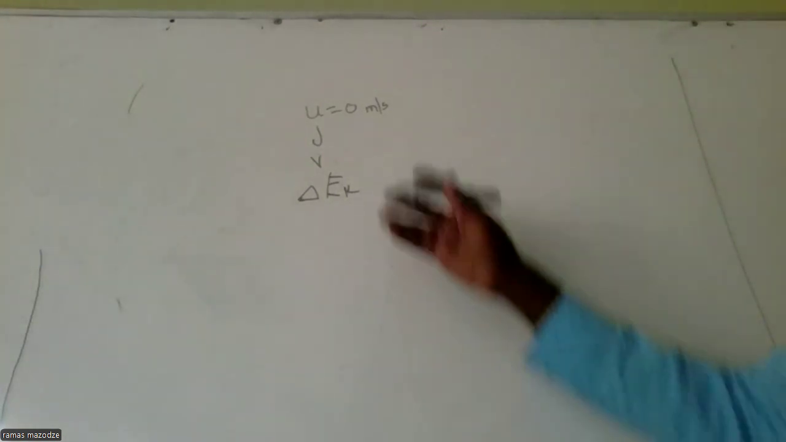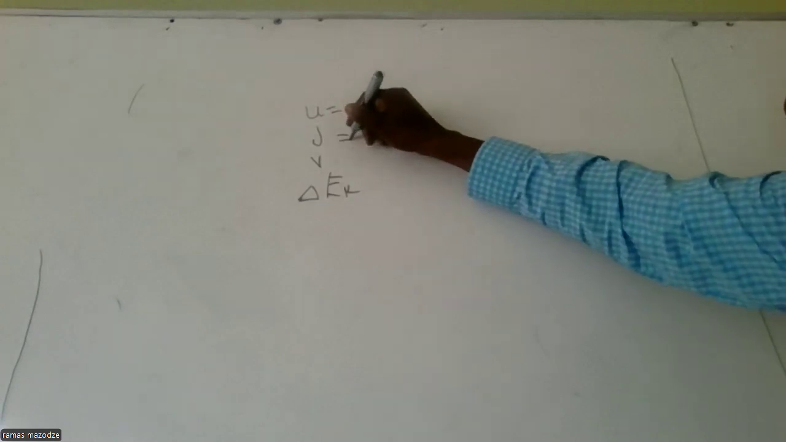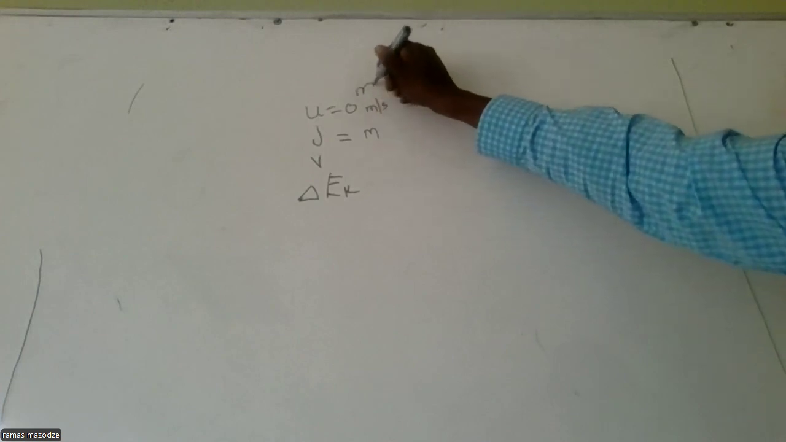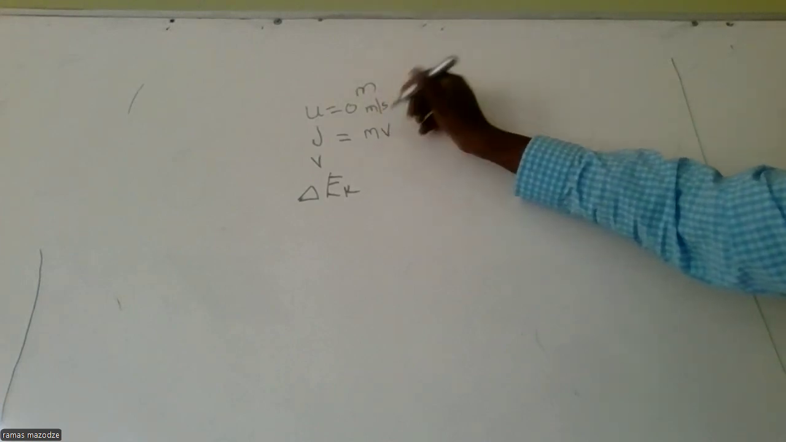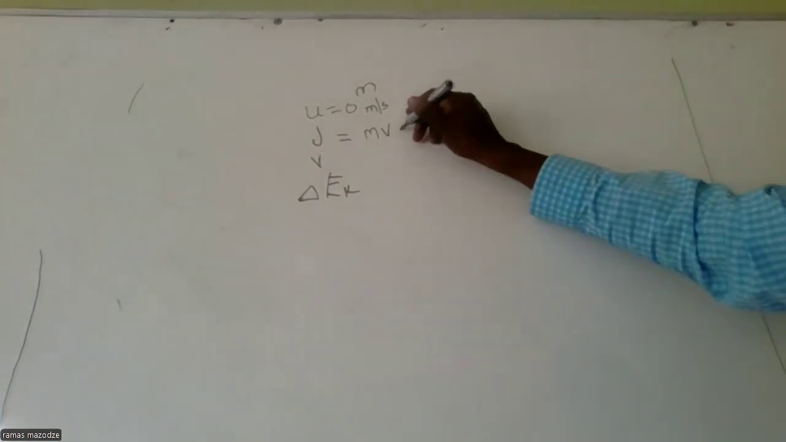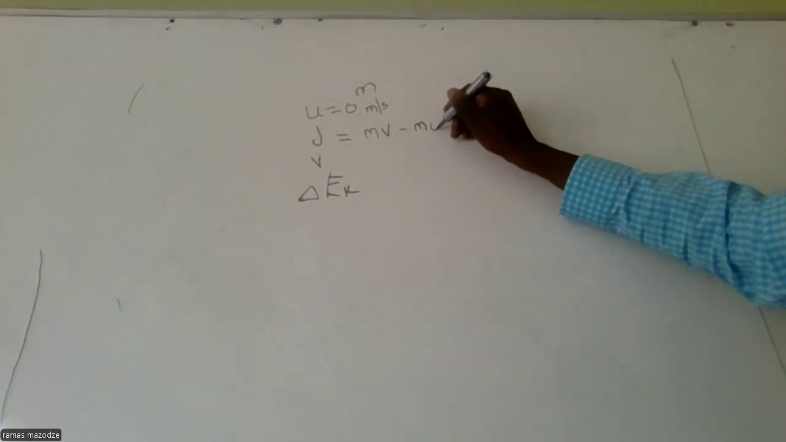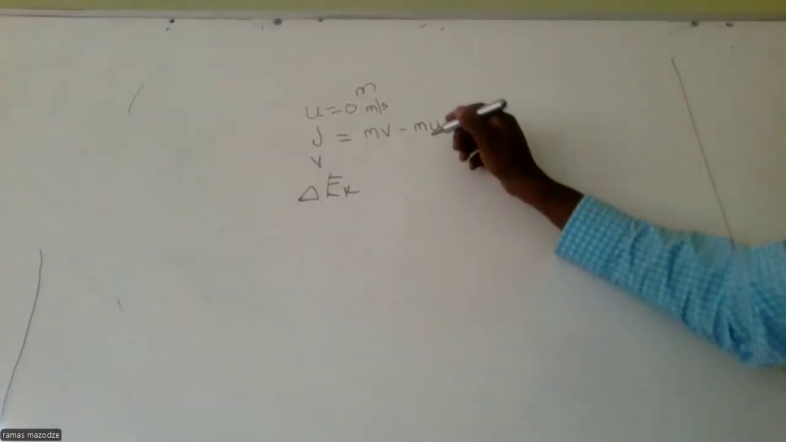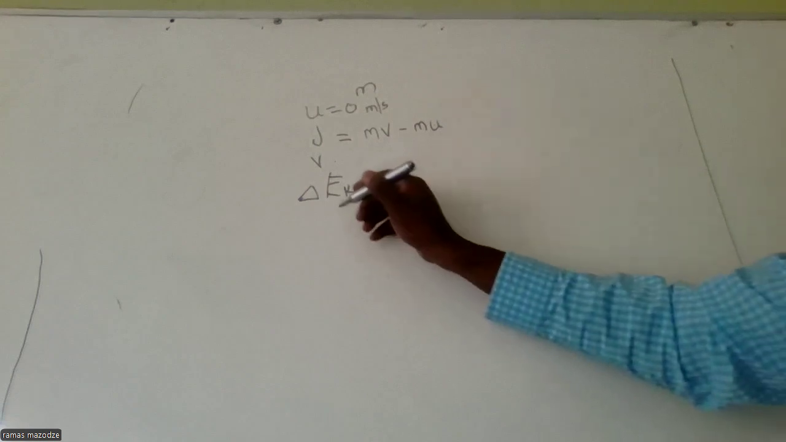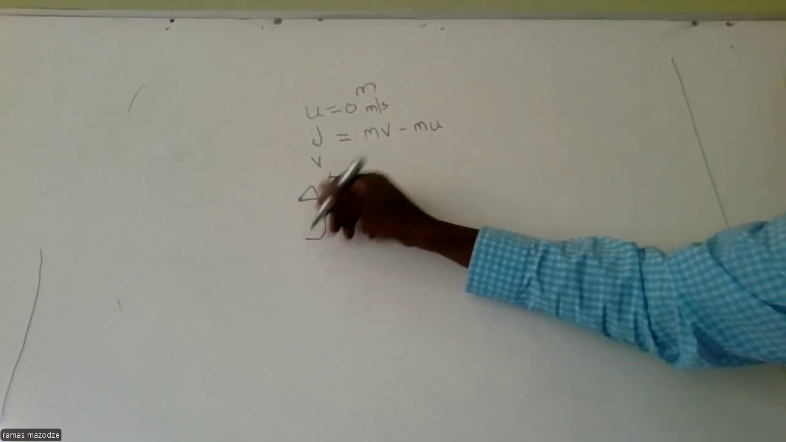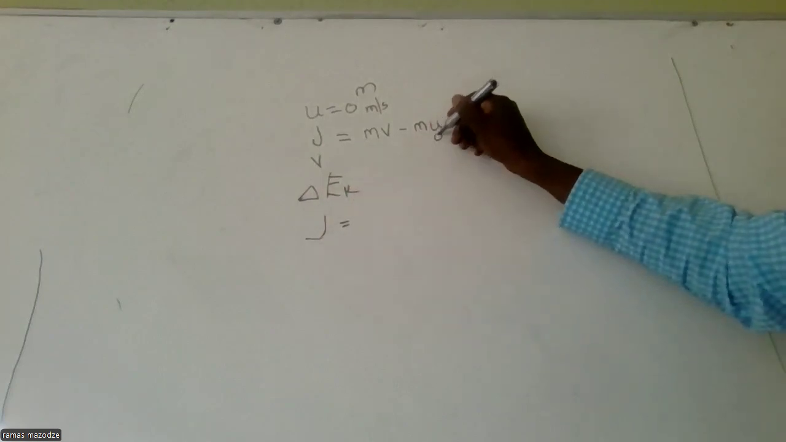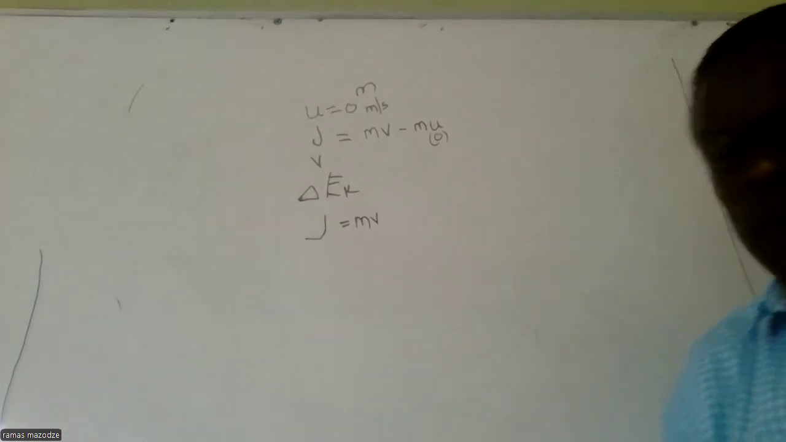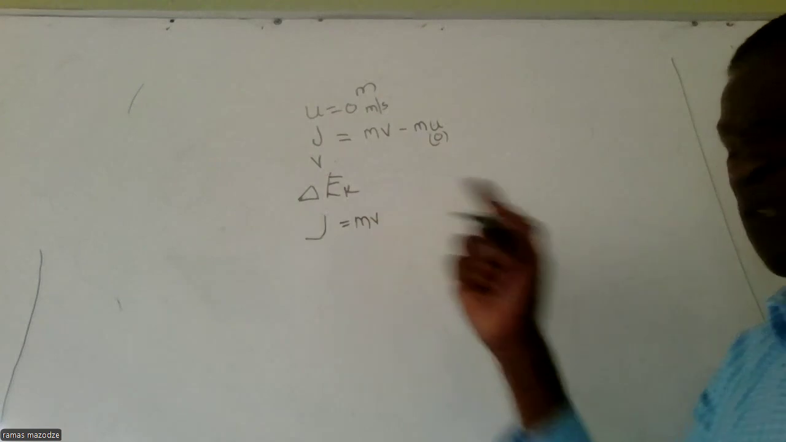So J is equal to the change in momentum, which is the final momentum minus the initial momentum. For an object of mass m, it's mass times final velocity, minus mass times the initial velocity. The initial velocity is 0, so that term is 0, and J is equal to mv.